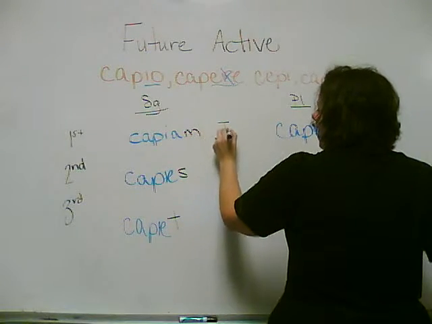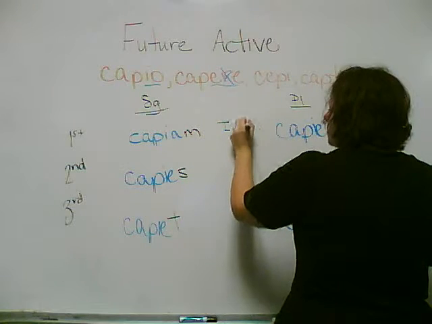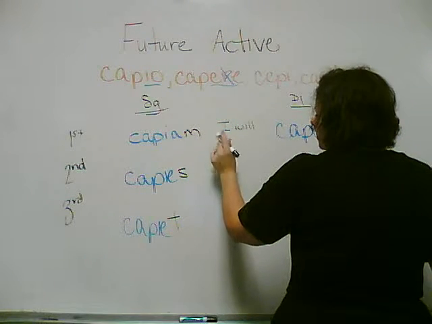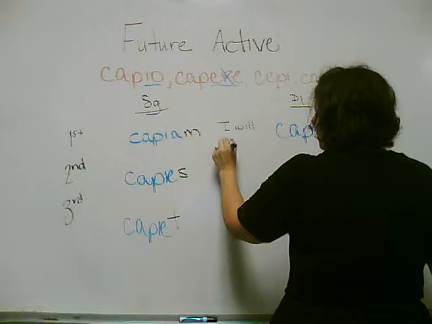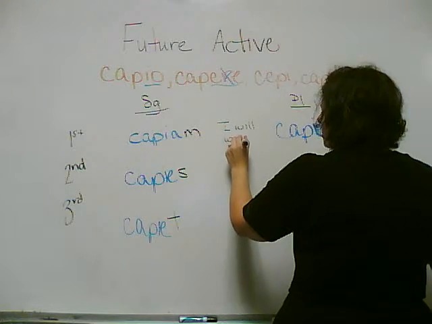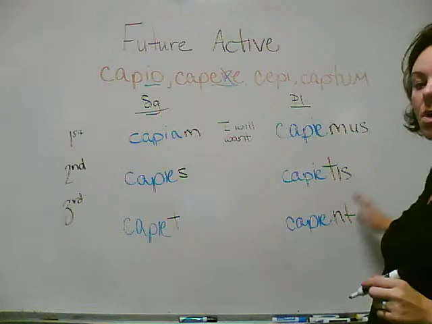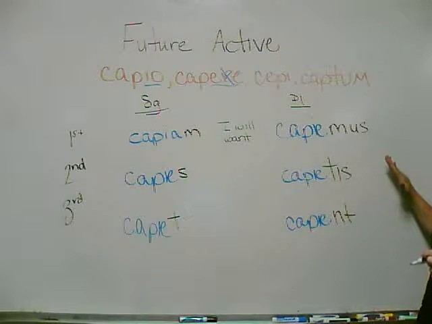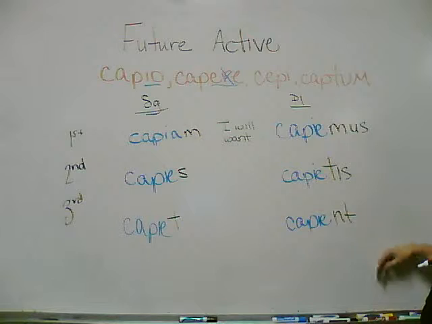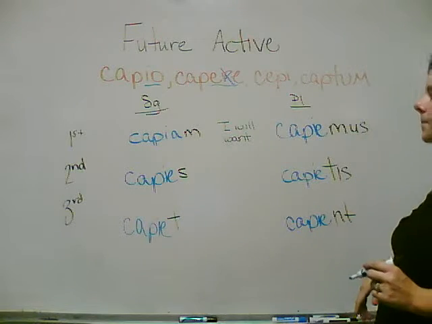Okay, and then we are going to translate that. So we have I will want or desire. I will want. Okay, you will want, teacher. It will want. We will want. They will want. Or you plural will want. They will want.